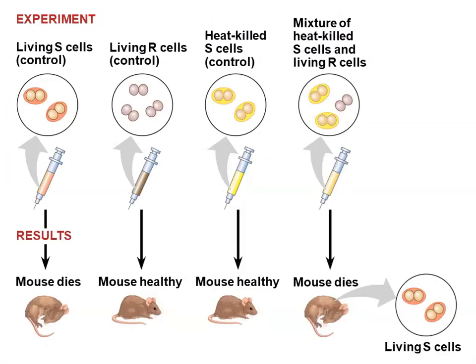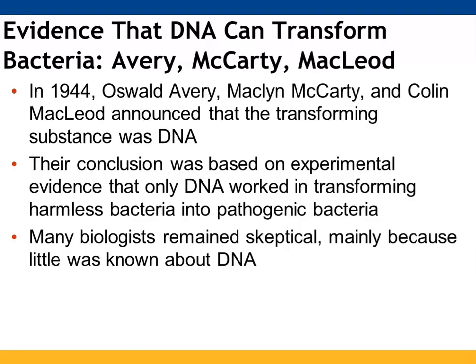He took this a step further and put these cells into mice. You had the S cells, the virulent strain that would cause the mouse to die. Then you had the avirulent strain that caused the mouse to stay healthy. Then he took the cells that were virulent and heat killed them, and the mouse lived. But when he mixed the heat killed cells with the living avirulent cells, the mouse died as a result of those R cells being transformed into S cells. So that was just the idea of transformation.